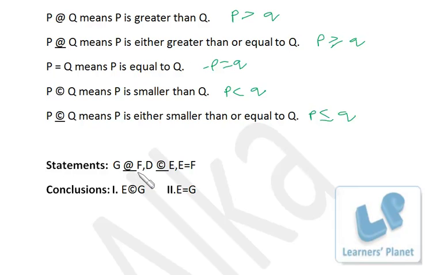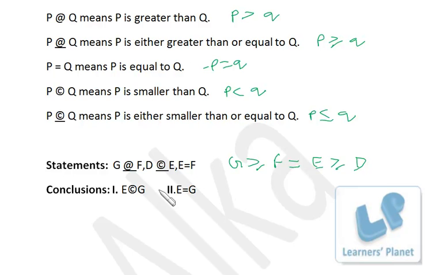Okay, G at the rate F, that means G is greater than or equal to F. D is less than or equal to E, and E is equal to F. So F is equal to E, and D is less than or equal to F. D is less than or equal to E. So this is a sequence. Okay, the entire sequence is there. So no need to go for any sort of breakup over here.